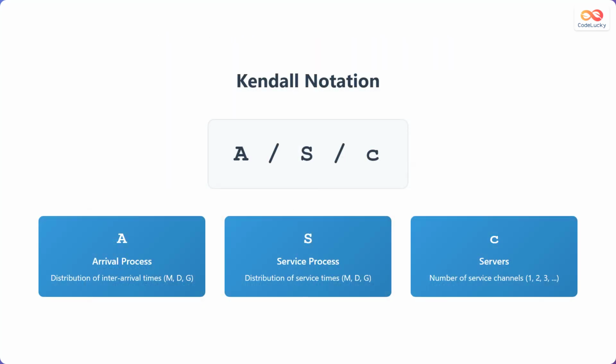To describe and classify queuing systems, we use Kendall Notation, which is a standardized format for representing the characteristics of a queuing system. The basic format is A/S/C. A represents the arrival process, indicating the distribution of inter-arrival times, such as Markovian, deterministic, or general. S represents the service process, indicating the distribution of service times, also like Markovian, deterministic, or general. C represents the number of servers, indicating the number of service channels available in the system, such as 1, 2, 3, and so on.